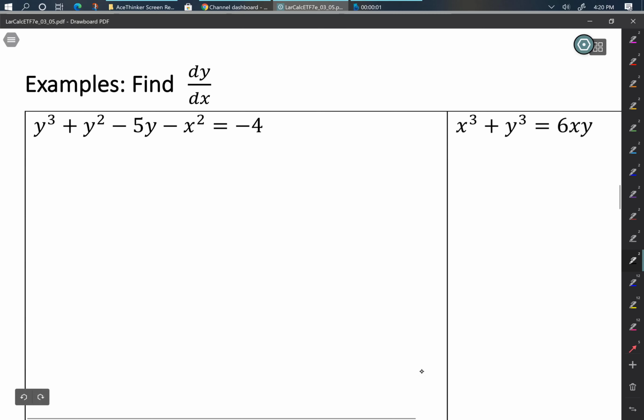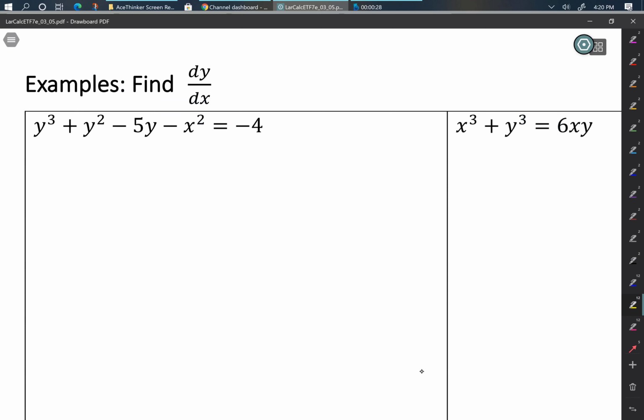Right, so here we go with part 2 of section 3.5, implicit differentiation. What's happening in this part of the video is we are still being asked to find a derivative, dy/dx. But now, rather than finding the derivative of an expression, we're going to be given equations, and our job is going to be to find the derivative of those equations. Now, because this is an equation, there's going to be extra work involved.